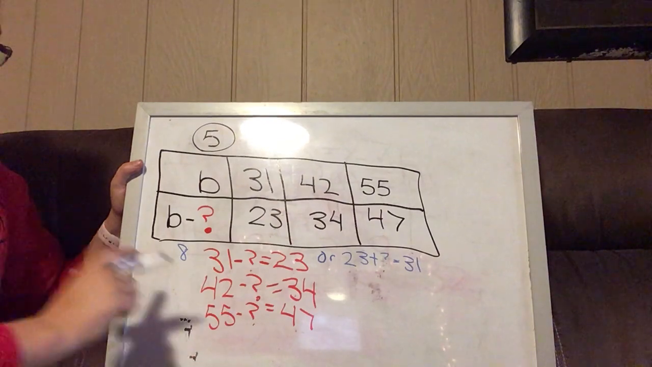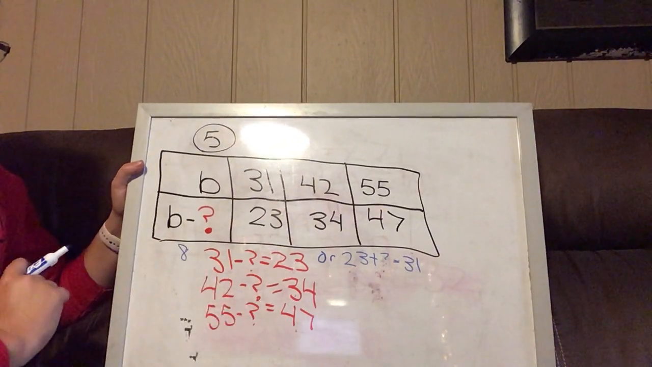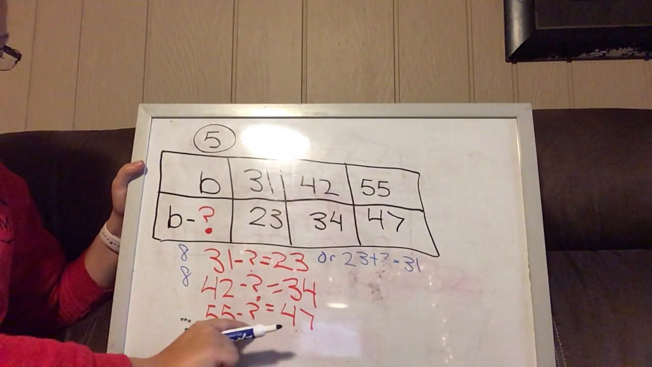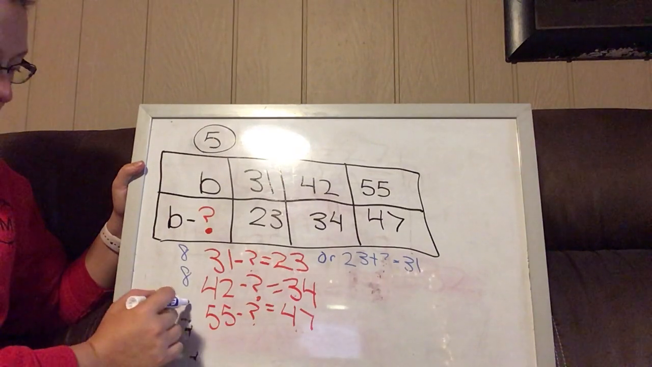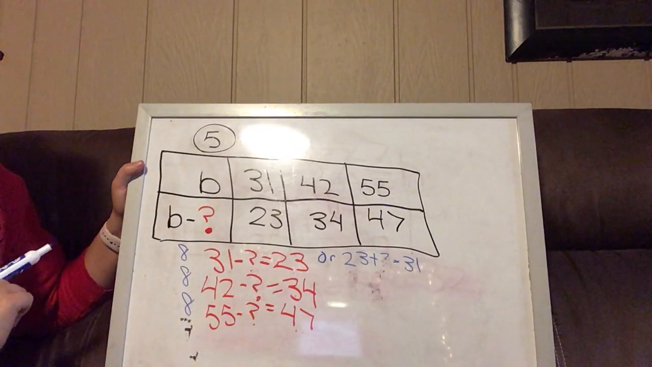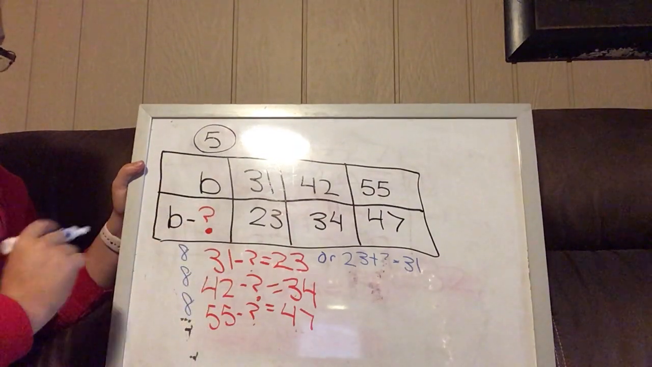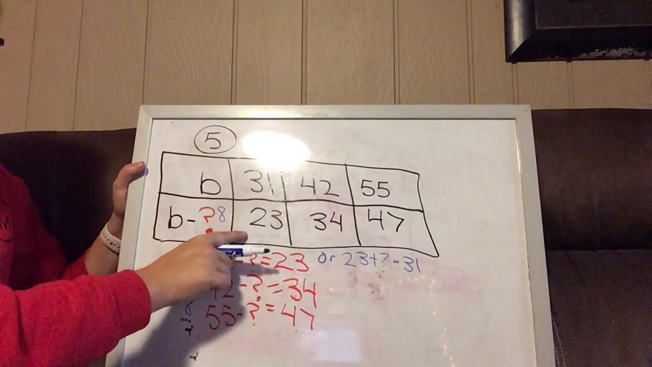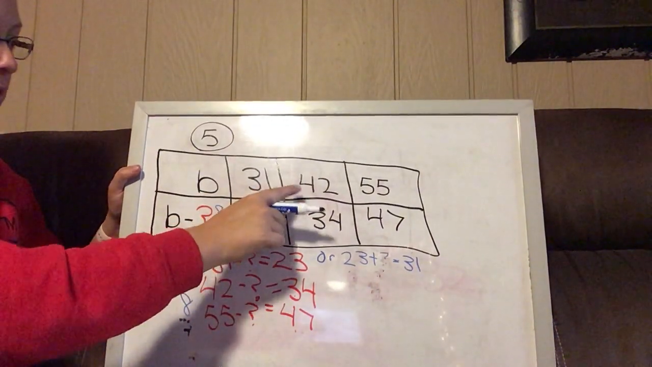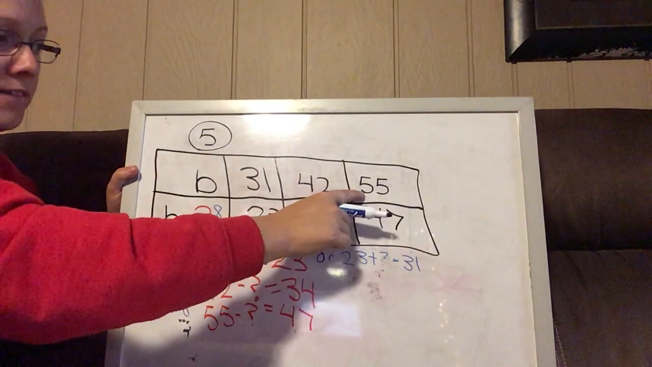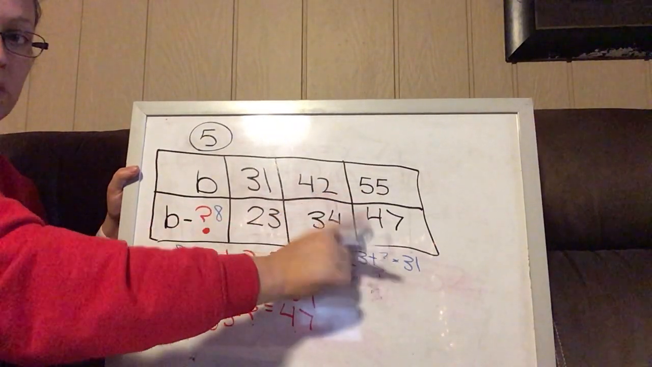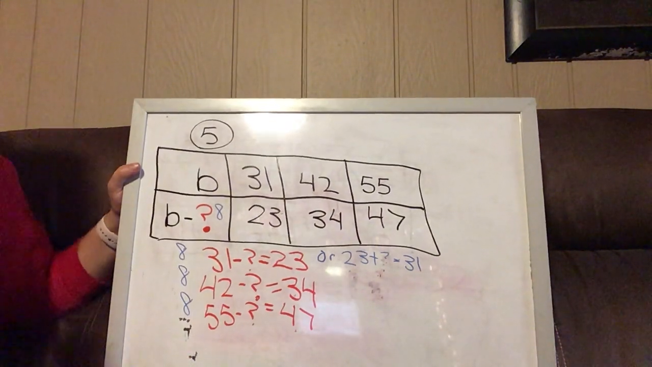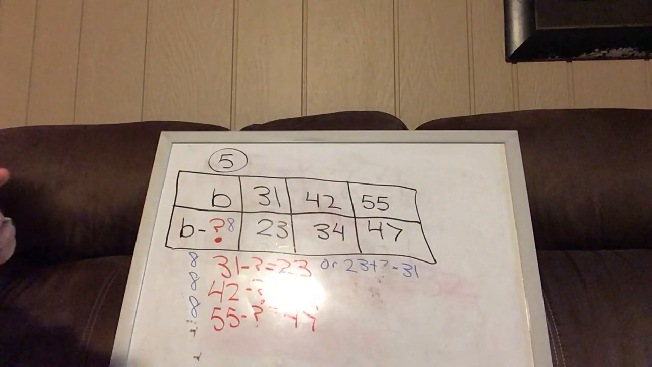Let's see if that pattern still holds true here. 42 minus 8 equals 34. Yep. 55 minus 8 equals 47. Yep. So B minus what number? B minus 8. 31 minus 8 is 23, 42 minus 8 is 34, 55 minus 8 is 47. Okay, and we could continue that further into the table, knowing our rule here is B minus 8.